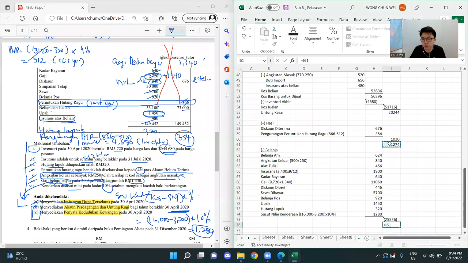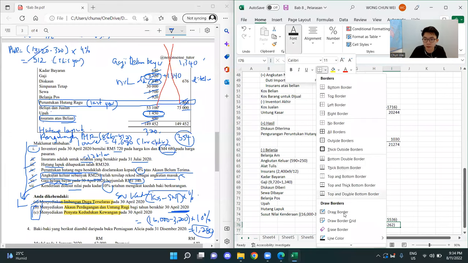Okay, so use this one, the latest one, minus the 25,536, and we get 4,262. That is a minus, right? So you bracket it. So this is a what? By the way, this is a final ready. So you put one line, double line.